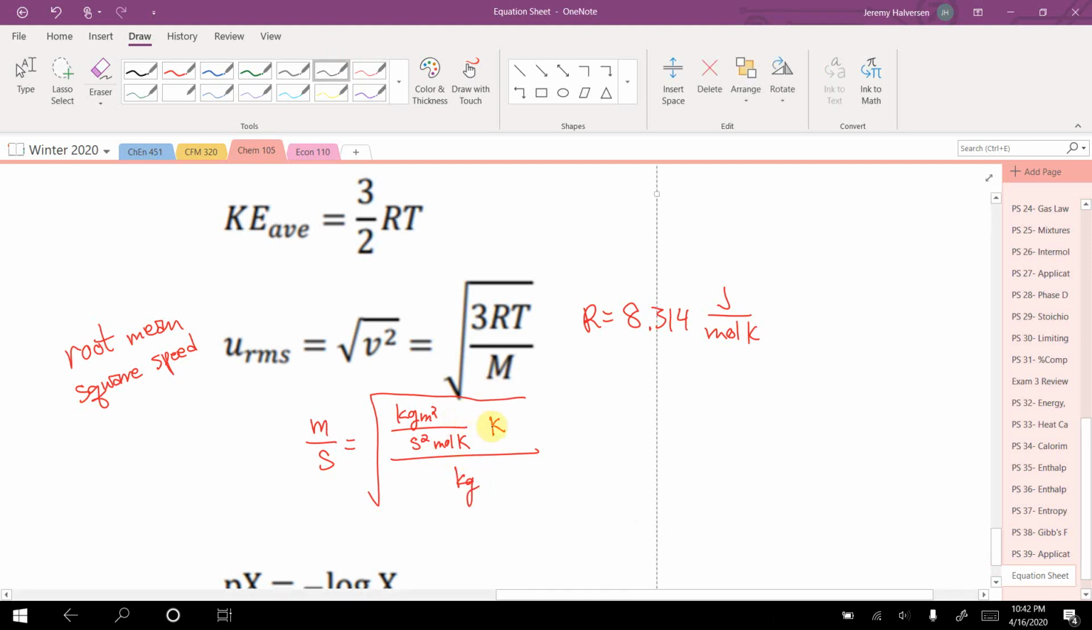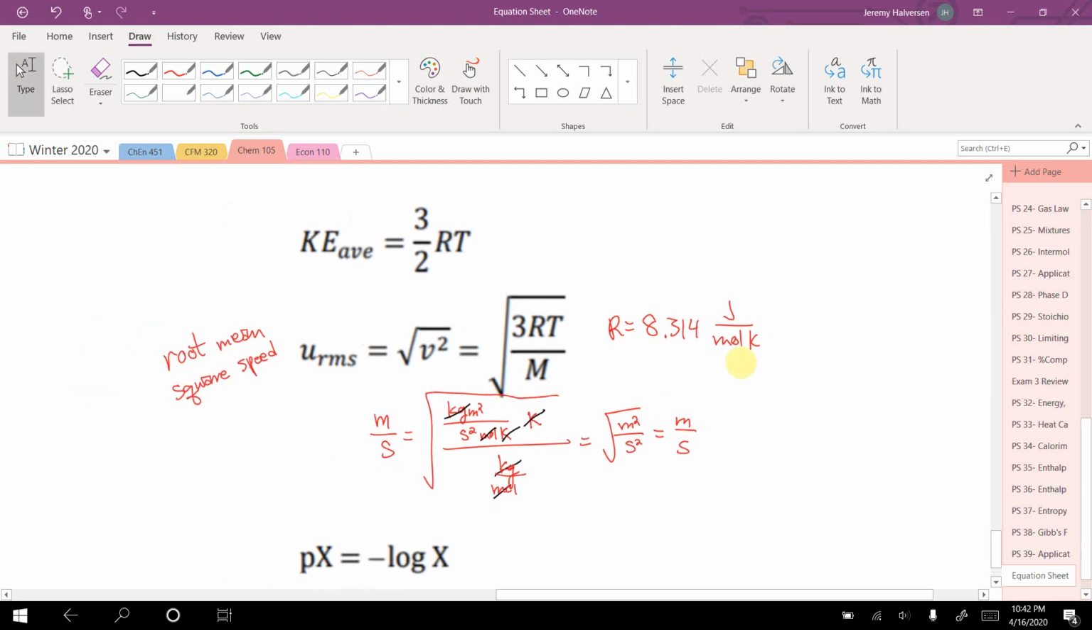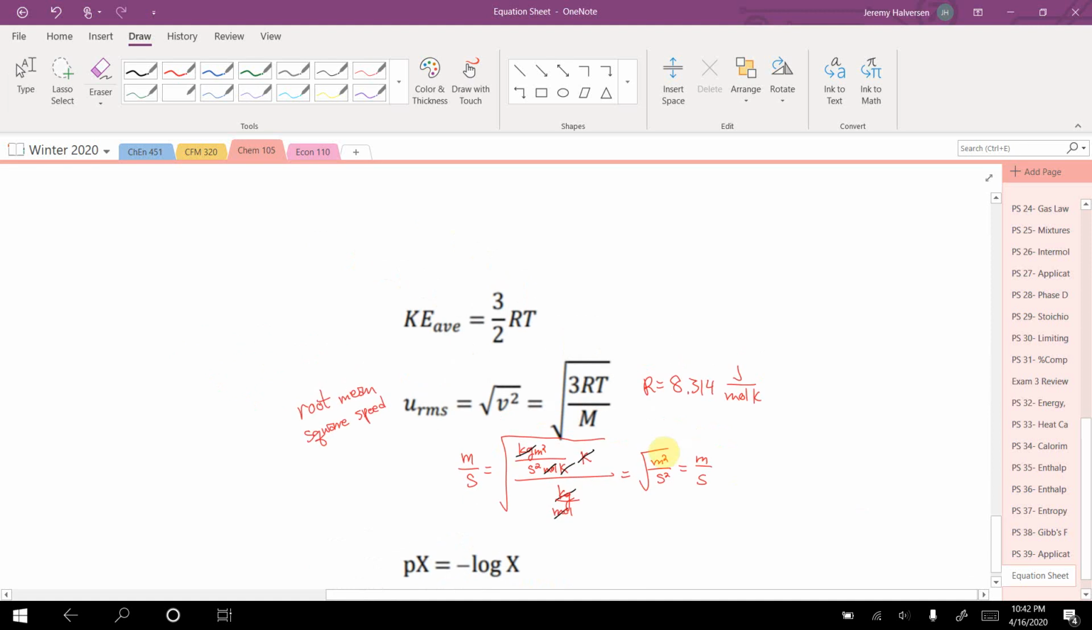When I do that, Kelvin cancels Kelvin. Oh, mass. It's a molar mass, so it's going to be kilograms per mole. There we go. Kelvin cancels Kelvin, moles cancels moles, kilogram cancels kilograms, and I'm left with the square root of meters squared per second squared, which is meters per second. So we've got to use kilograms for mass here, and we've got to use 8.314 joules per mole Kelvin. I should say kilograms per mole is molar mass. That gives us the root mean square speed of a gas.